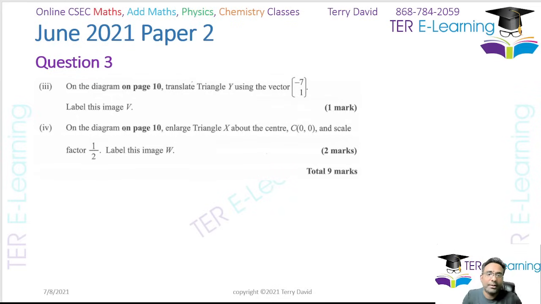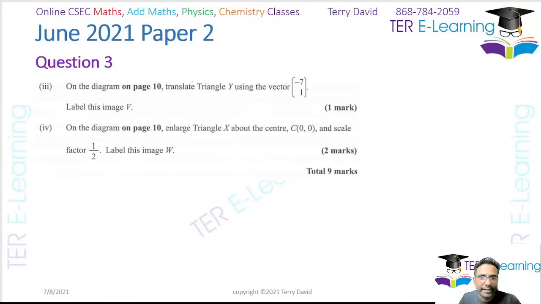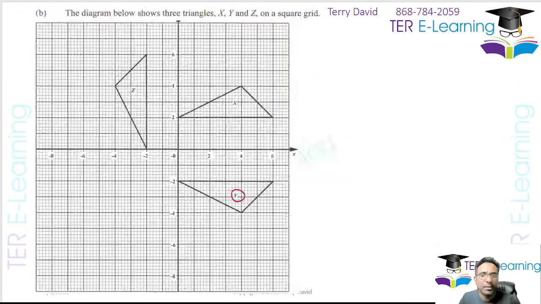Now, the next part. They said on the diagram on page 10, translate triangle Y using the vector -7, 1. So we want to transform triangle Y. Let's erase some of this clutter here. So this is triangle Y here, and the vector we're going to use is -7, 1. So this is my vector.